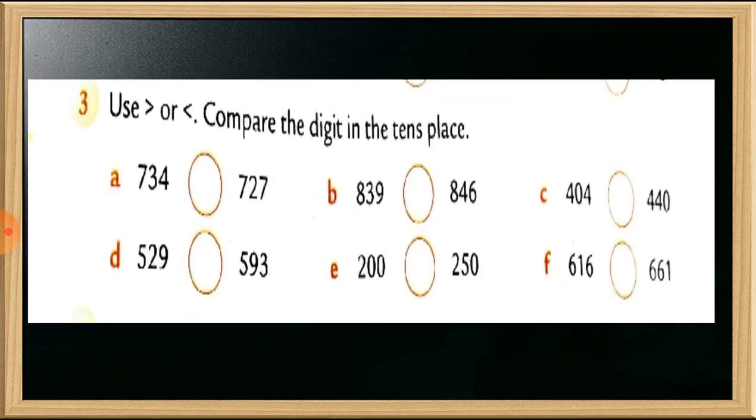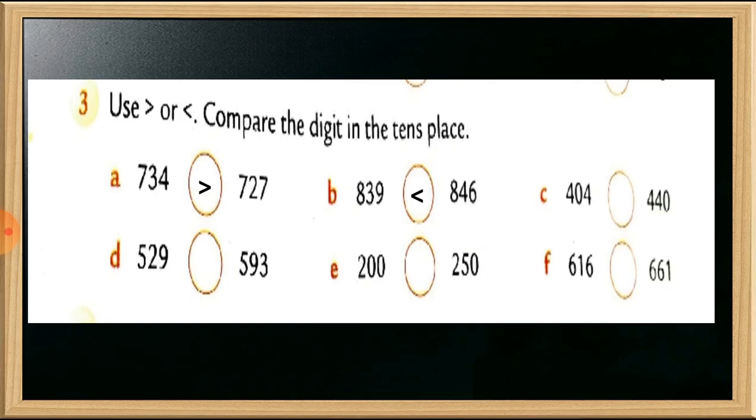Question number 3. Now you have to compare the tens place. In the number A, here at the left side number 3 is at the tens place and at the right side number 2 is at the tens place. So 3 is a bigger number. Number B, just keep this in your mind, we are checking the tens place only. Here at the left side is number 3 at the tens place and here number 4 at the right side. So here number 4 is bigger.